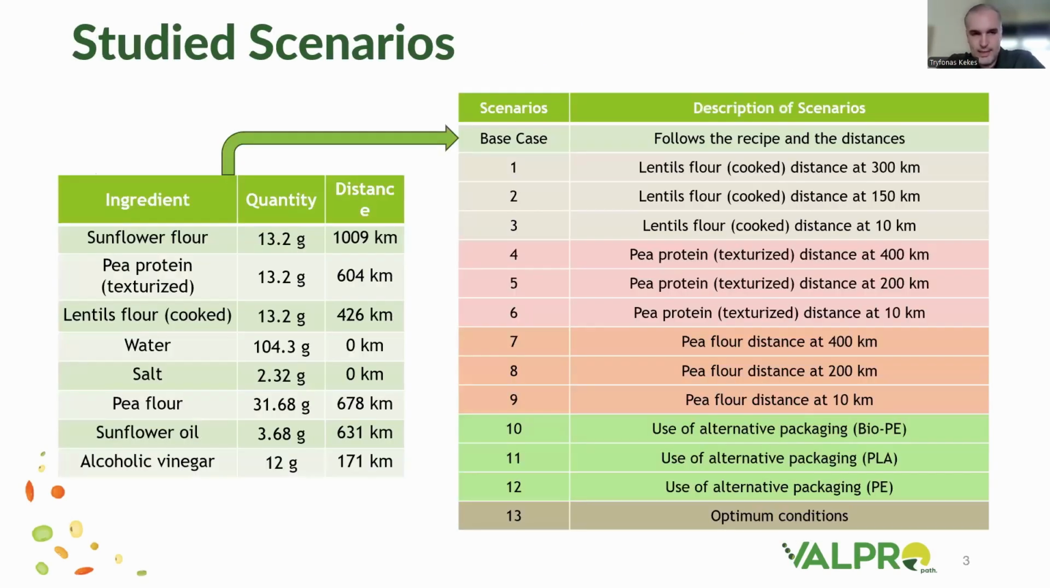In this slide, we can see the different scenarios along with the recipe of the vegan burger. We can see that pea protein, lentil flour, and pea flour are the main ingredients used in the production of the vegan burger, and the different scenarios involved the transportation and the local sourcing of these ingredients, and also the use of alternative packaging materials like biopolyethylene, PLA, and polyethylene.